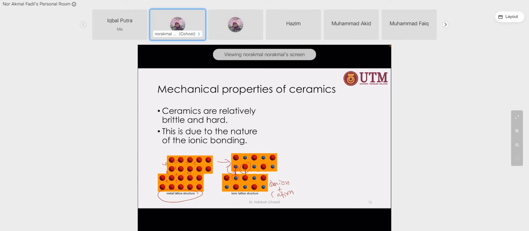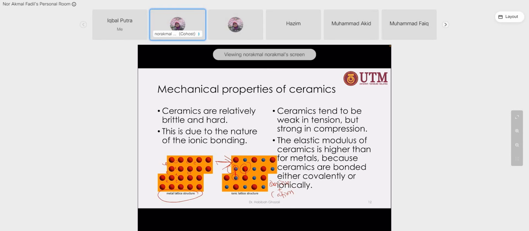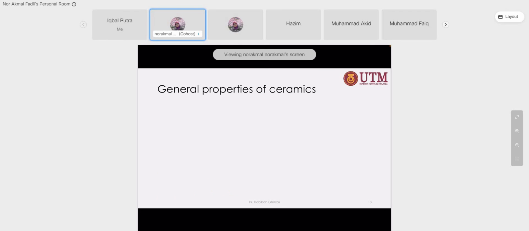Okay, let's say this is the direction of the load, the break will occur, and if you look at the fracture, it's a brittle fracture. It's a clear-cut fracture. So ceramics tend to be weak in tension but strong in compression. Okay, the elastic modulus of ceramic is higher than metal because ceramics are bonded either covalently or ionically.